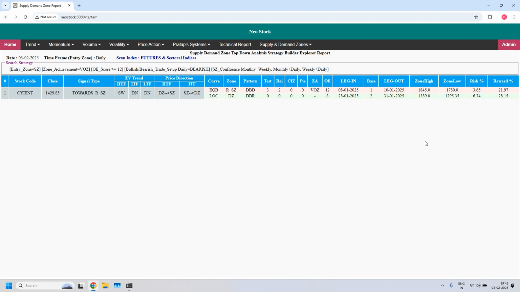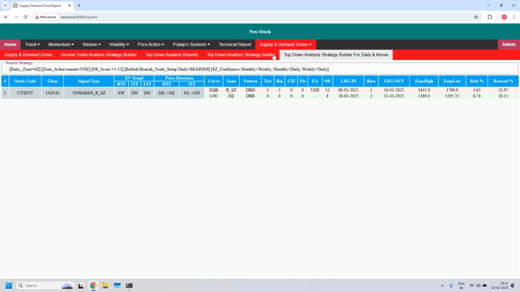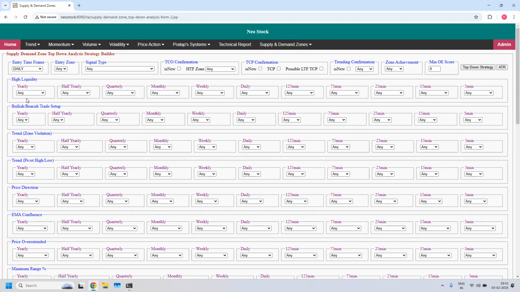Next, let us filter based on weekly bullish and bearish trade setups. So first one is bullish trade setup, weekly income trade. Entry time frame is 75 minutes. Entry zone is demand zone. In bullish or bearish trade setup at 75 minutes time frame, I am selecting bullish.